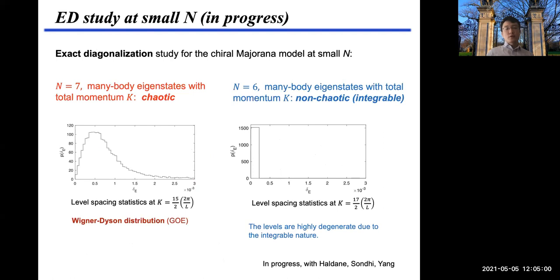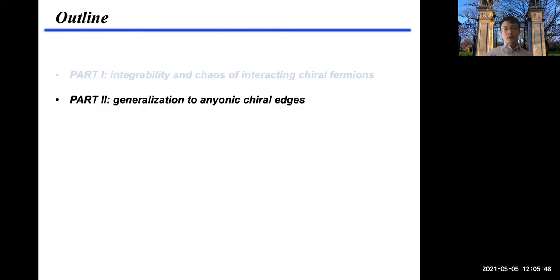And we did an ED study for small n of the chiral Majorana model. And indeed, we find that, first, there's still a conserved quantity, which is the total momentum of the system. And inside each total momentum sector, for n equals 7, we see a perfect Wigner-Dyson distribution in the neighboring levels, showing the system is indeed quantum chaotic at n equals 7. While in contrast, for n equals 6, the statistics are highly degenerate. It's not even a well-defined Poisson due to the high degeneracy, from the integrable nature of the system. So this confirms our conjecture that the system has a transition from integrable to chaotic between 6 and 7.